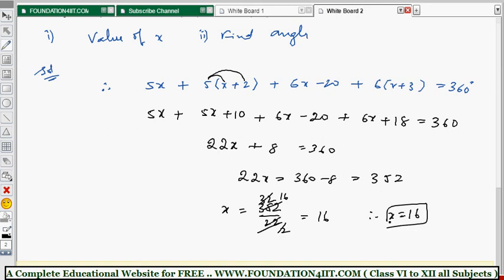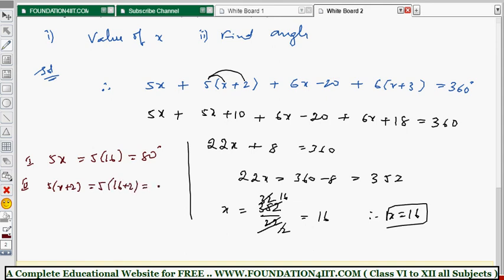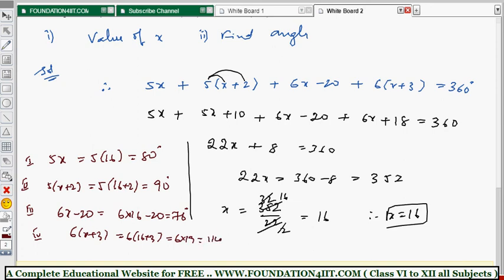Once you know the x value, you can substitute it in the first, second, third and fourth angles. First angle is 5x, so 5 into 16, that is 80 degrees. Second angle is 5 of x plus 2, so 5 into 16 plus 2, that is 5 into 18, which is 90. Third angle is 6x minus 20, that is 6 into 16 minus 20, which is 76. And the fourth angle is 6 of x plus 3, so 6 into 19, that is 114. They are the four angles.